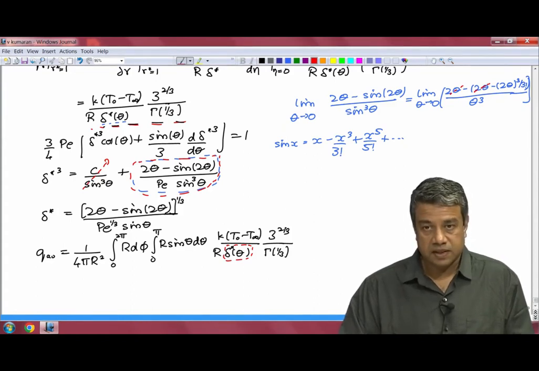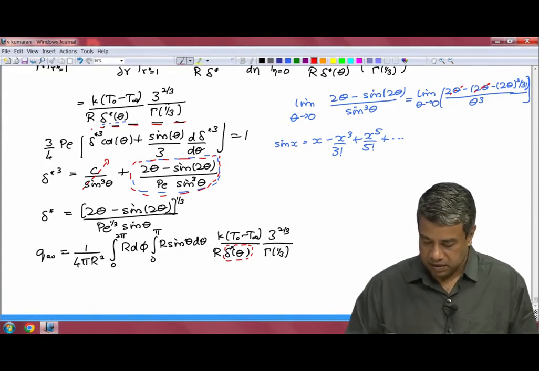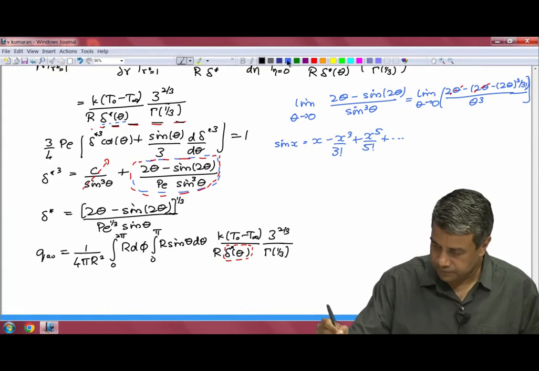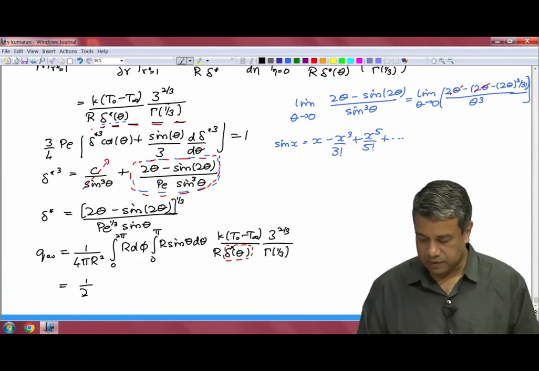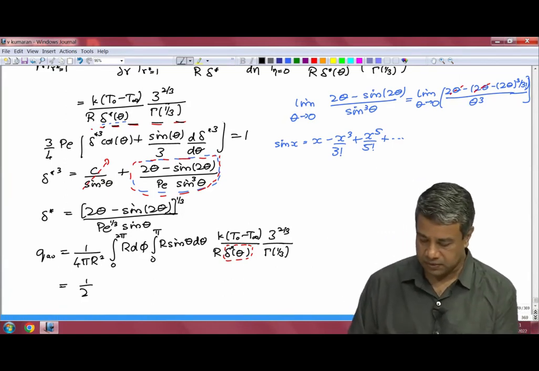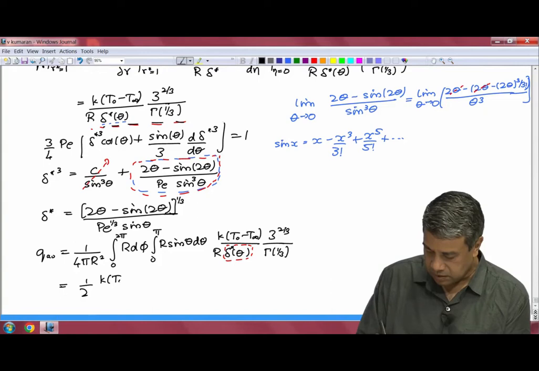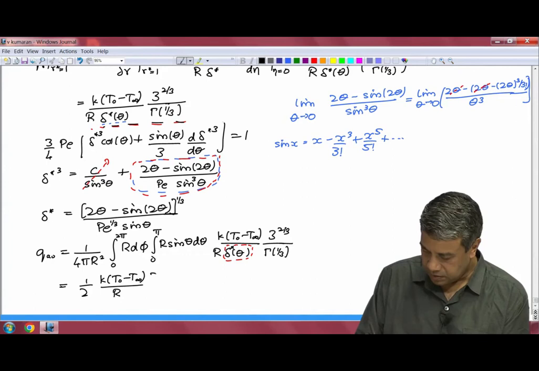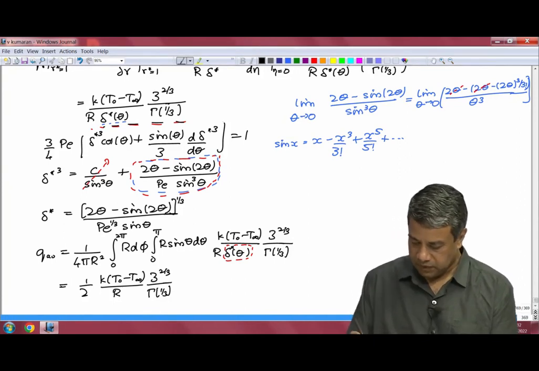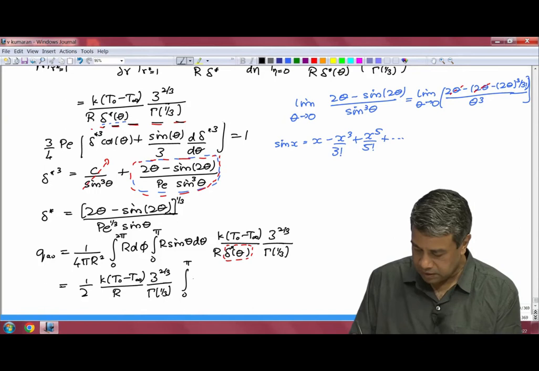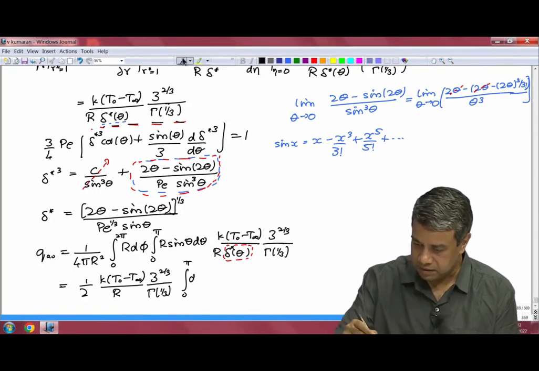Integral over phi will just give me 2 pi. So, therefore, this will be equal to 1 by 2. The 4 pi and 2 pi will cancel out, the r square will cancel out, k into (T naught minus T infinity) by r, into 3 power 2 by 3 by gamma of 1/3, into integral 0 to pi, sin theta d theta.